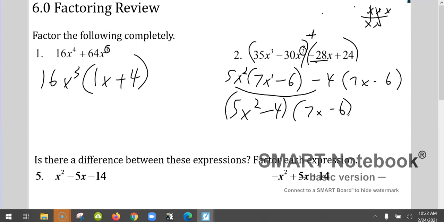Now, just for the sake of argument, if this was not 5x squared minus 4 and it was x squared minus 4, you would want to factor this down to x plus 2 times x minus 2, a difference of 2 squares. But since 5 is not a perfect square, we're done. We stop right here. We cannot go any further.